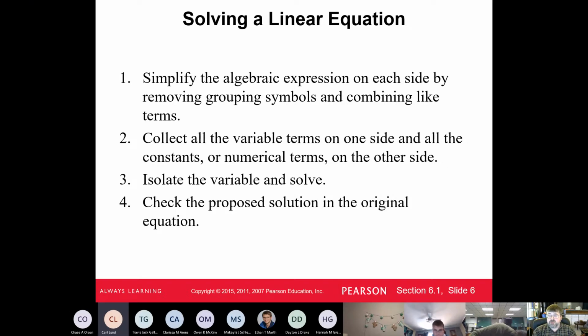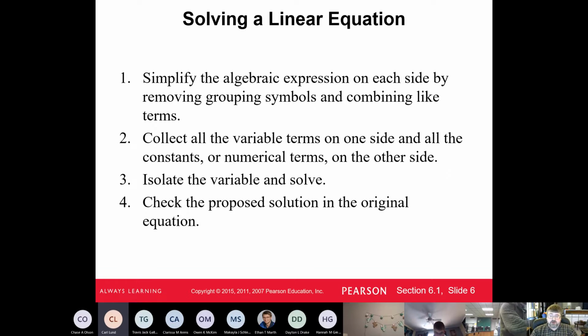So as much as possible, the first thing you want to do is, if there are fractions, you want to get rid of them. And we'll see that in an example in a little bit. And then combine like terms. Then we want to put all the variable terms on one side and all of the constants or numerical terms on the other side. Traditionally, variables go on the left and constants go on the right, but it doesn't matter.